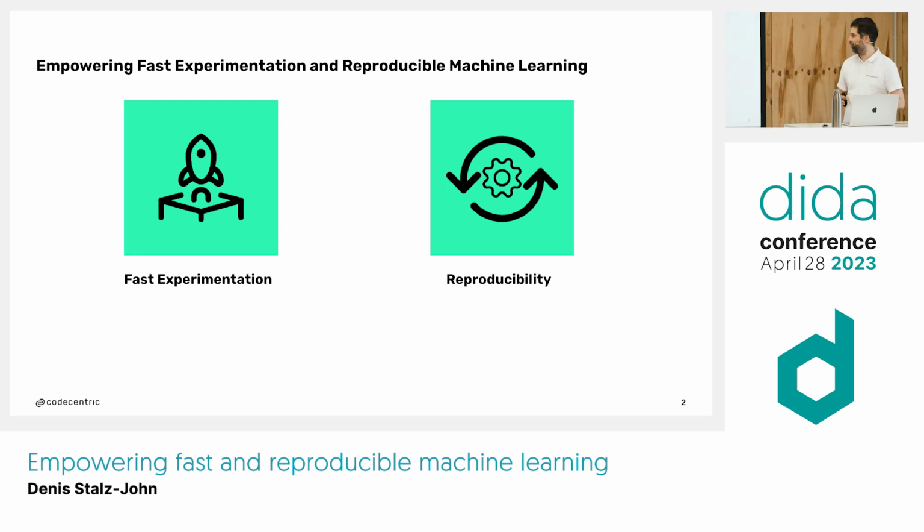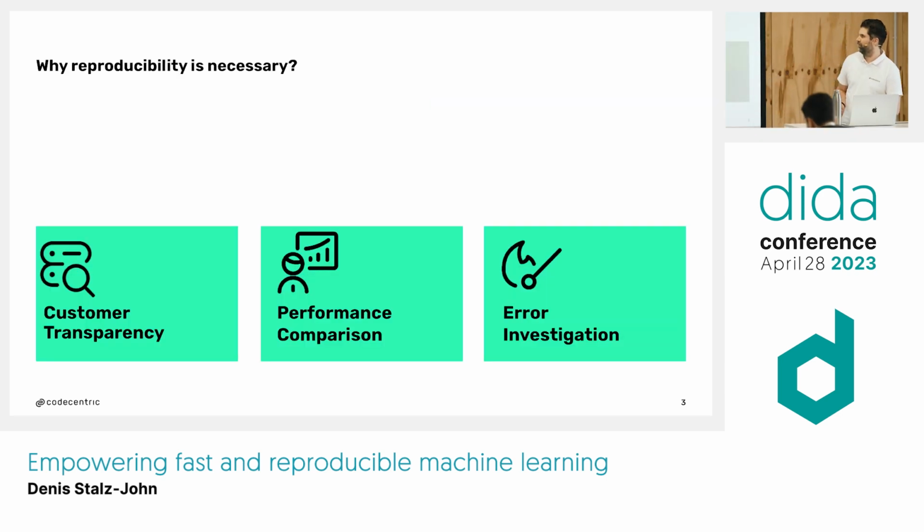So I will show you today how this can go hand in hand and show you how we do it at Codecentric. So why is reproducibility necessary for machine learning? There are a lot of things, in my opinion. Here are three of them.